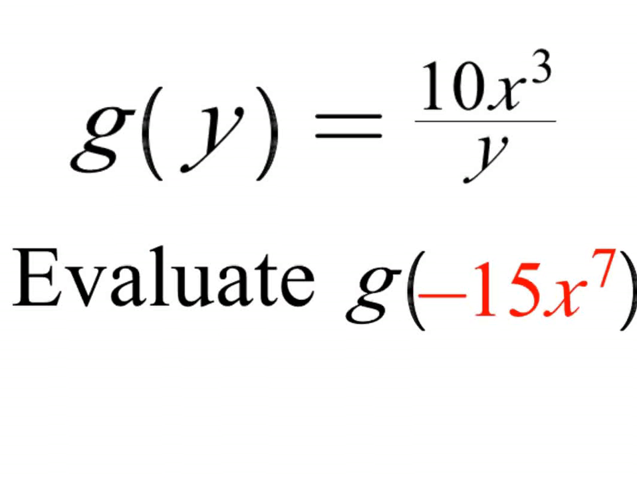Example number 4. We're going to plug in a variable again. It says g of y equals 10x cubed over y. And since it's a little confusing, it says evaluate g of negative 15x to the 7th. Well, guess what? Every time there's a y, we're going to replace it with negative 15x to the 7th. So y can actually also be an input.